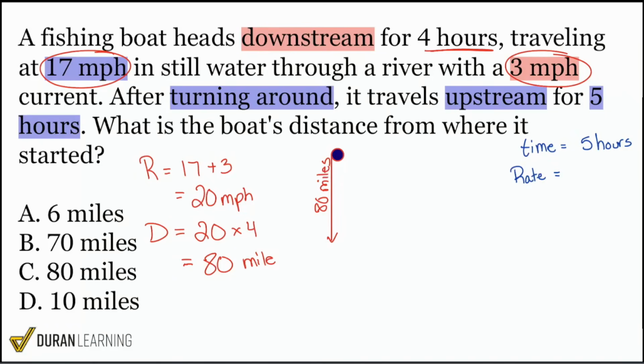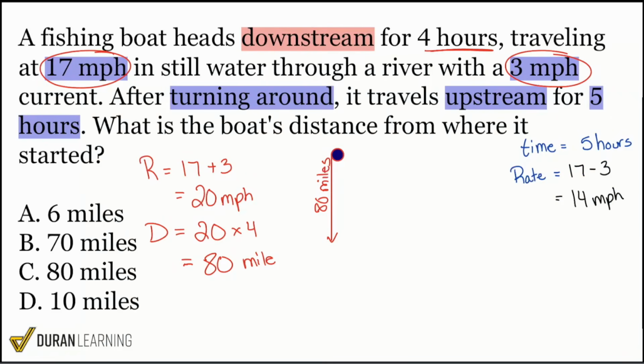When we're going upstream, everyone, what are we going to do with the current? The 3 mile an hour current. What are we going to do with it? We'll subtract it, exactly. So the rate will be 17 minus 3, and that's going to give us 14 miles per hour.